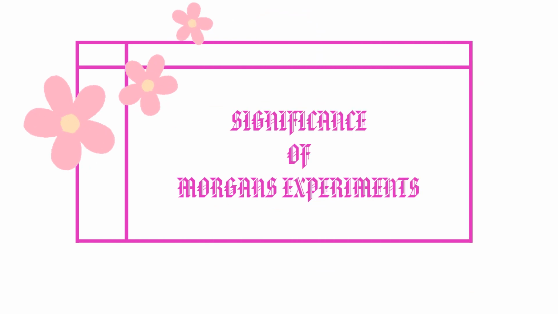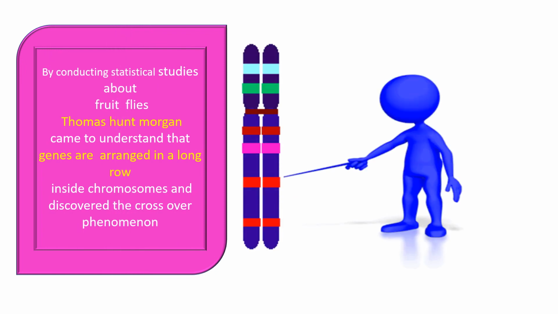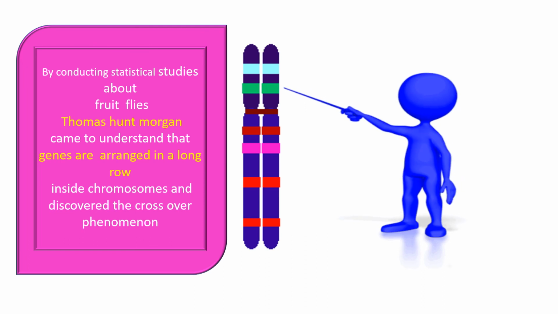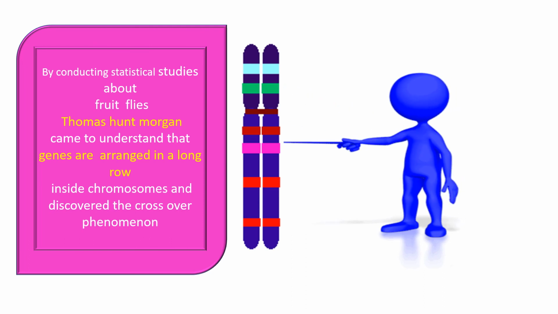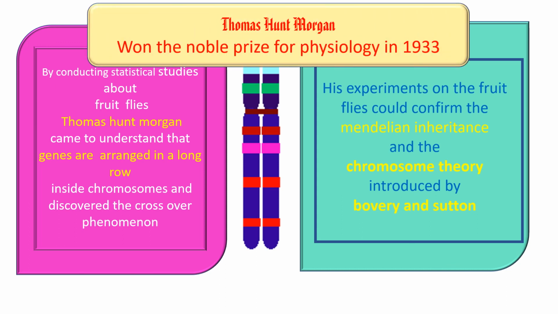Significance of Morgan's experiments. By conducting statistical studies about fruit flies, Thomas Hunt Morgan came to understand that genes are arranged in a long row inside chromosomes and discovered the crossover phenomena. His experiments on the fruit flies could confirm the Mendelian inheritance and the chromosome theory introduced by Boveri and Sutton. Thomas Hunt Morgan won the Nobel Prize for Physiology in 1933.